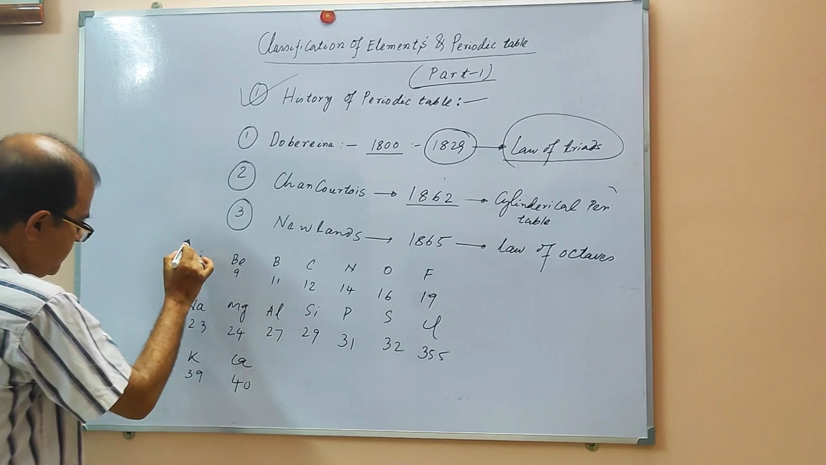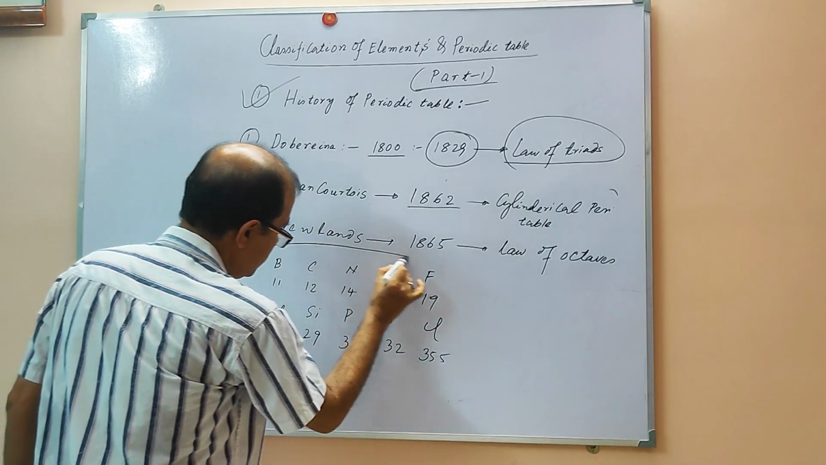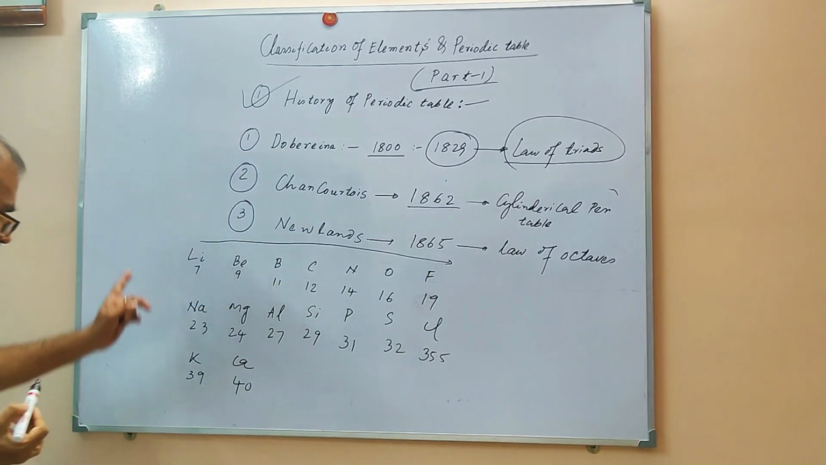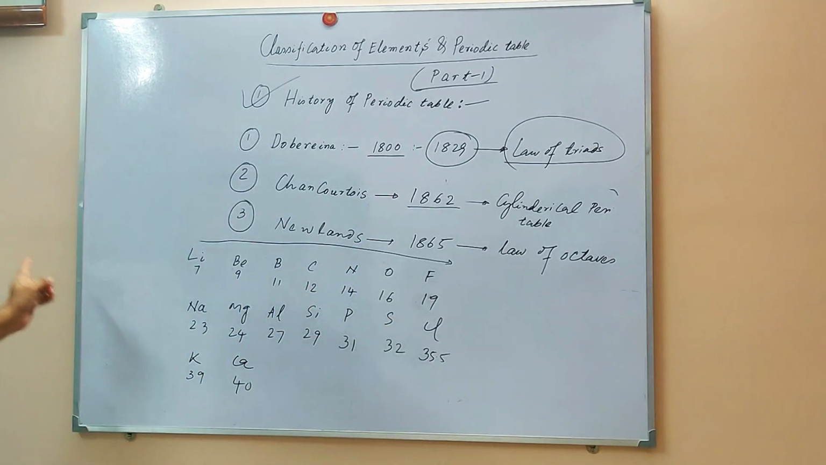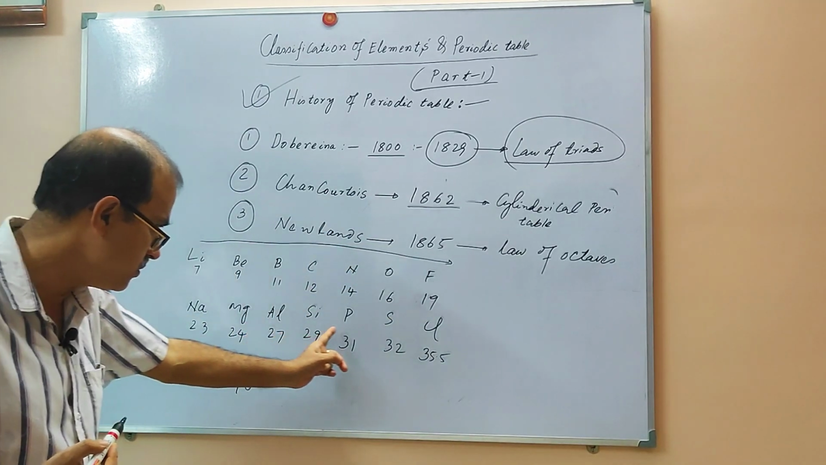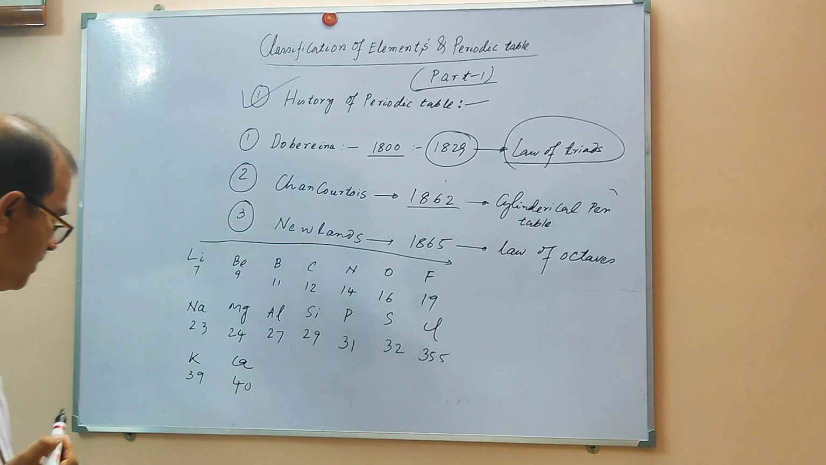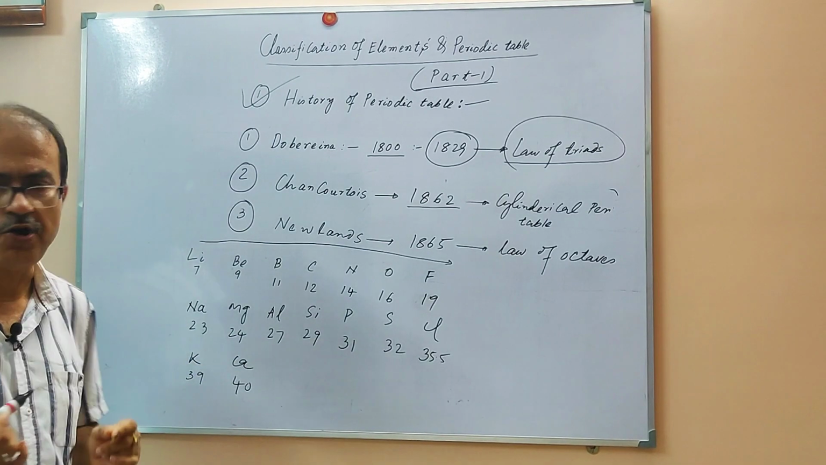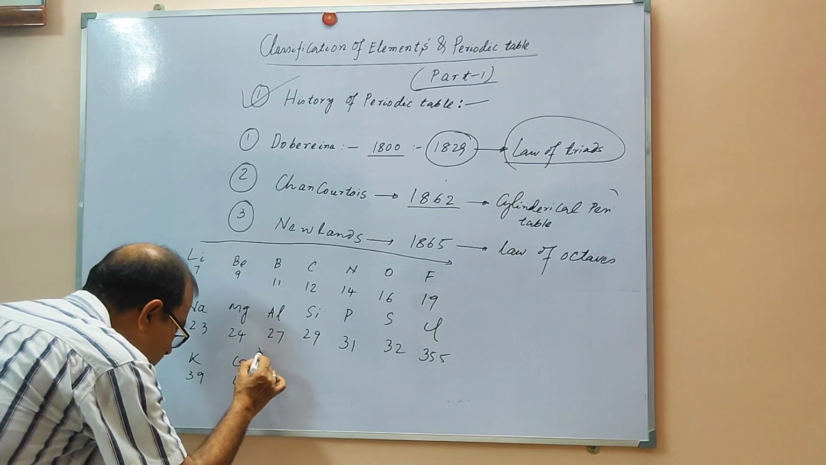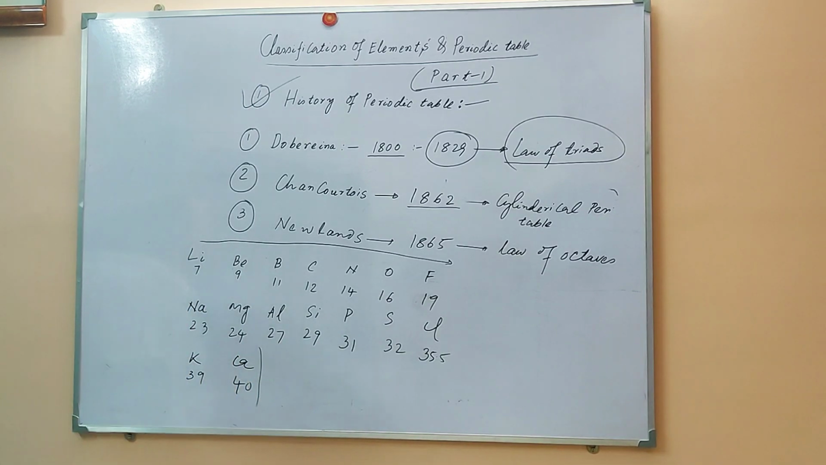But he has arranged these elements in order of increasing atomic masses. You can see lithium, beryllium, boron, carbon, nitrogen, oxygen, fluorine, then sodium, magnesium, aluminum, silicon, phosphorus, sulfur, chlorine, and this. And his law of octaves was restricted to calcium only. That is one of the major drawbacks of his law of octaves.